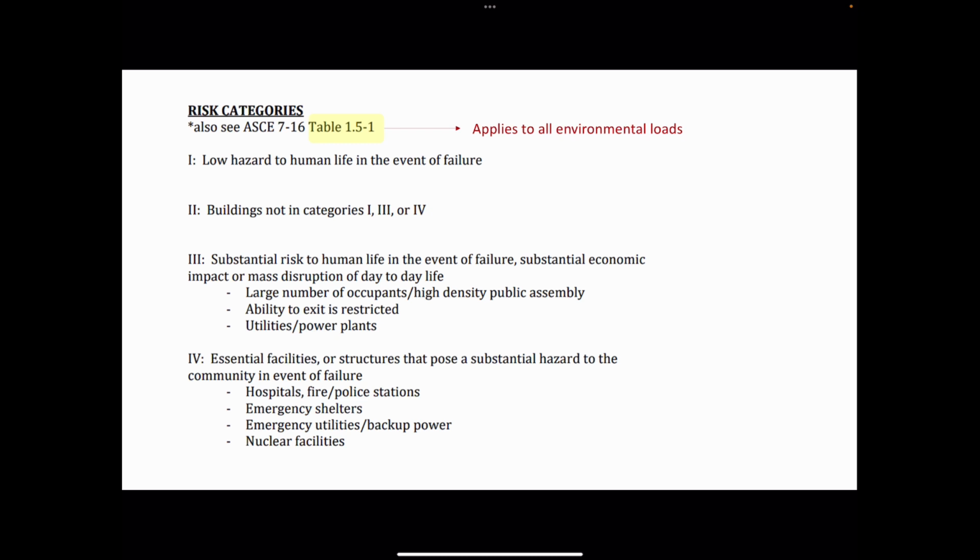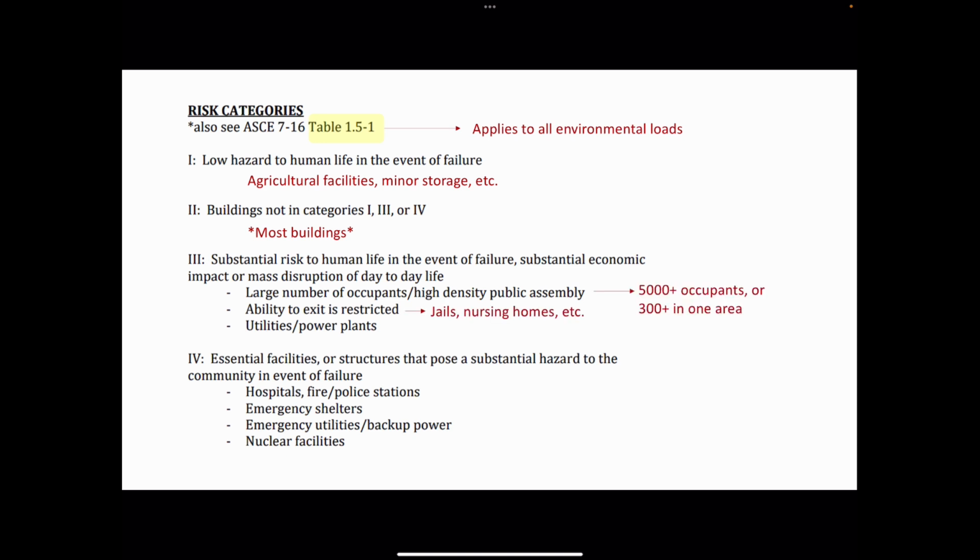So basically, we have 4 different risk categories. Risk category 1 would represent a very low hazard to human life in the event of failure. So that would be like agricultural facilities, storage areas, places where you wouldn't expect people to be spending a lot of time or very many people to be there. Risk category 2 is what most buildings fall under, right? And that is just defined as anything that's not 1, 3, or 4.